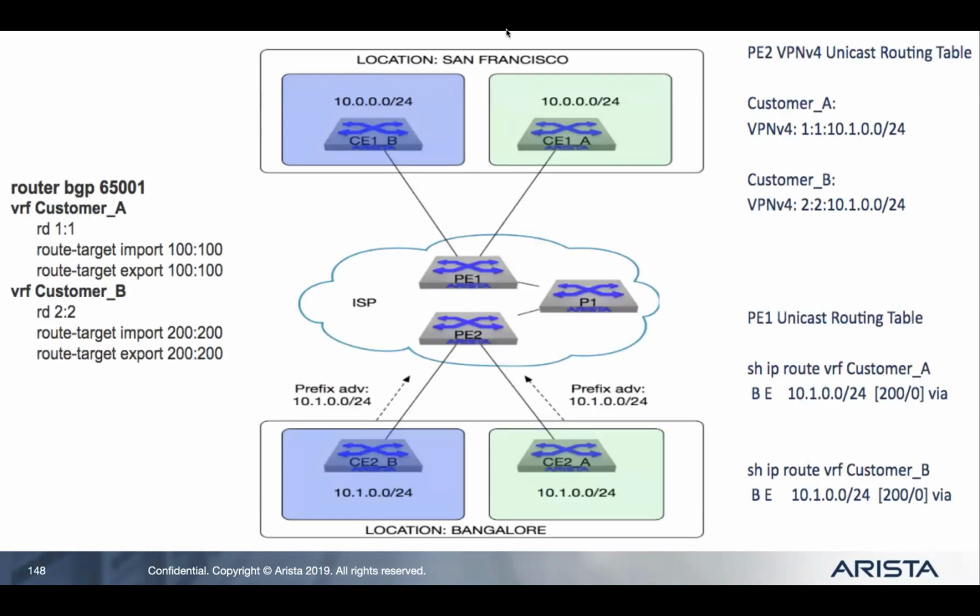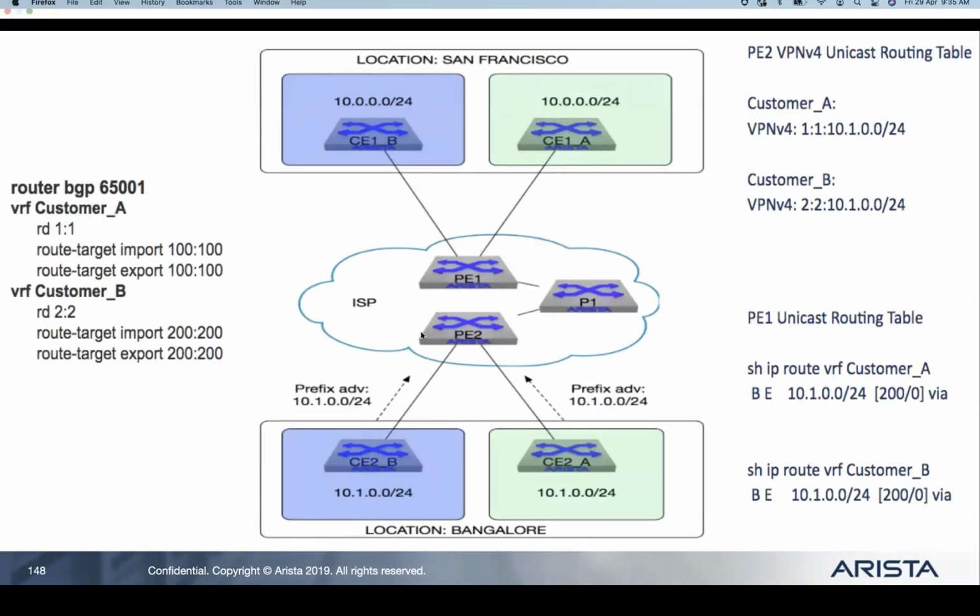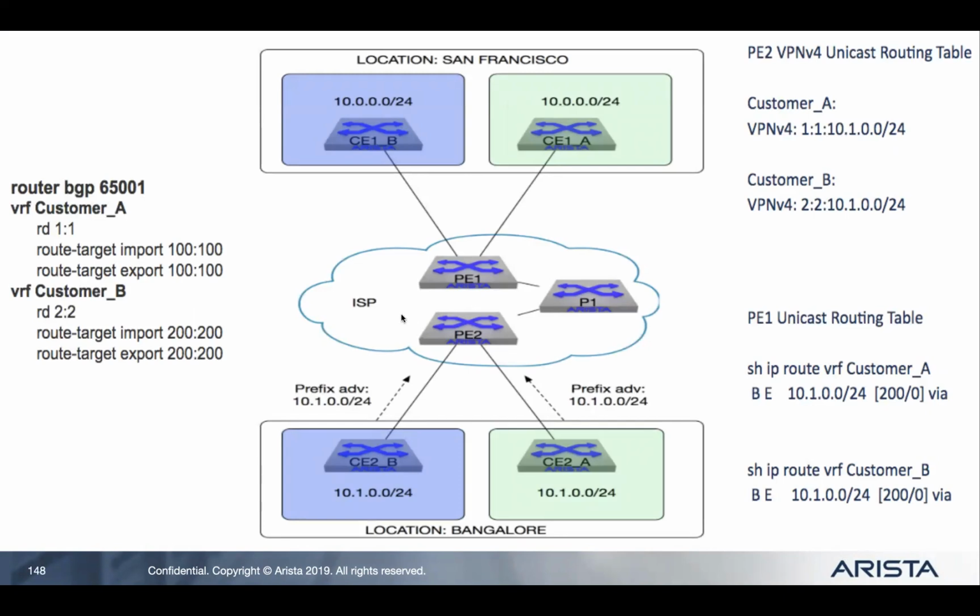Okay, so Layer 3 EVPN. As we discussed at the start of this EVPN session, if you guys remember this topology, you can consider that these are the PE devices, PE1 and PE2, and in between is the service provider network. On the PE devices we have different customers connected.